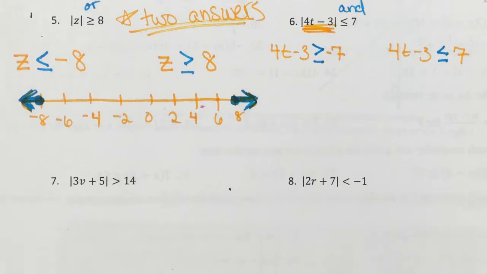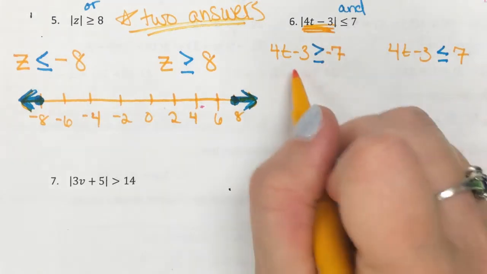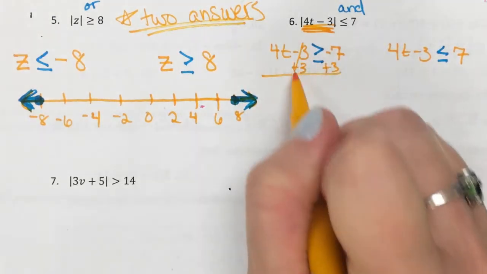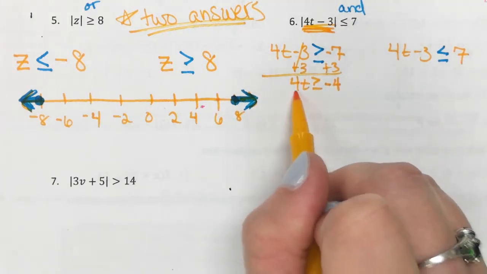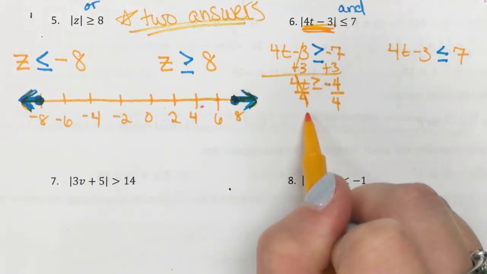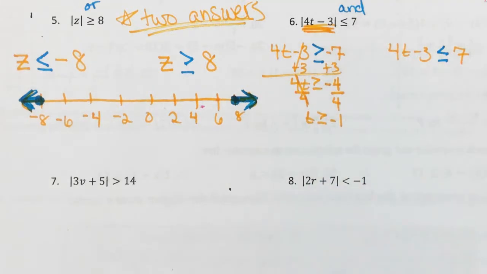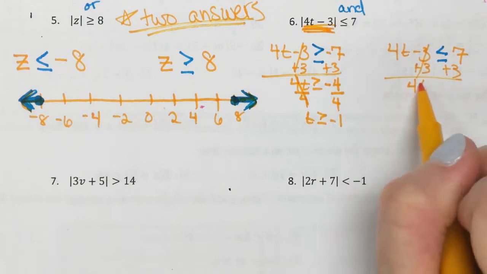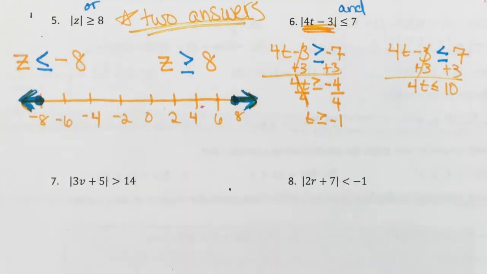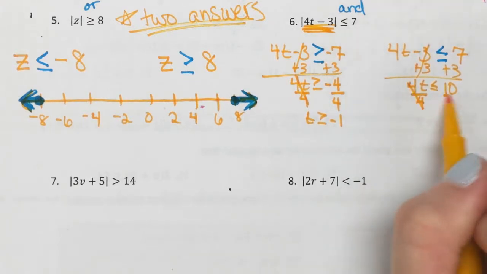All right, what can I do to solve for this one? You're going to add 3. There you go. So you got 4t is greater than or equal to negative 4. Divide by 4. And t is greater than or equal to negative 1. All right, what about this one? Add 3. You get 4t is less than or equal to 10. Divide by 4, and you're going to get a decimal.